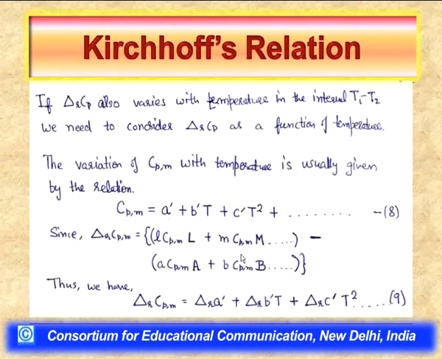For each of these molar heat capacities, we can substitute the molar heat capacities in terms of equation 8, that is the coefficient A dash, B dash, C dash, which will be different for different chemical species. So ultimately, when we substitute equation 8 in this equation, then what we will get is equation 9, that is delta R Cp equal to delta R A dash plus delta R B dash into T plus delta R C dash into T square. So how we will read the right hand side?